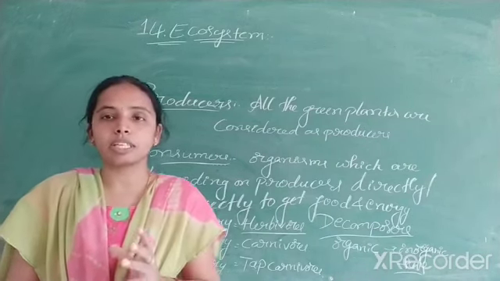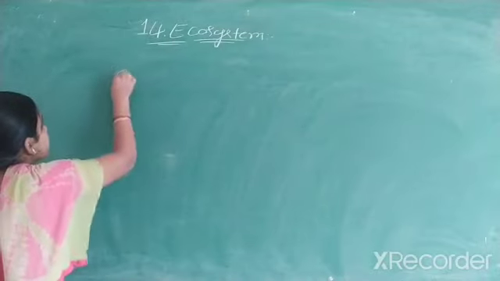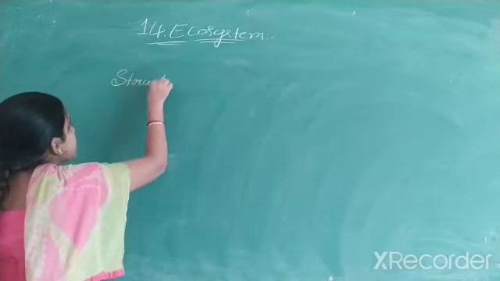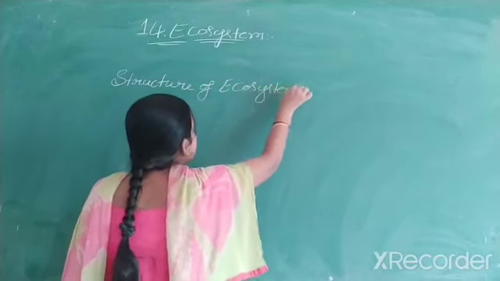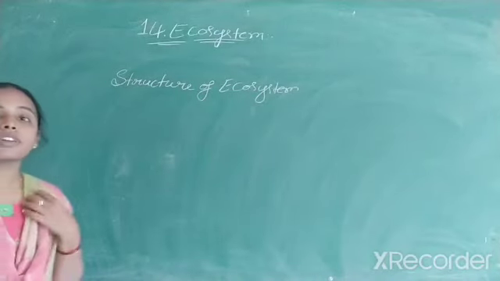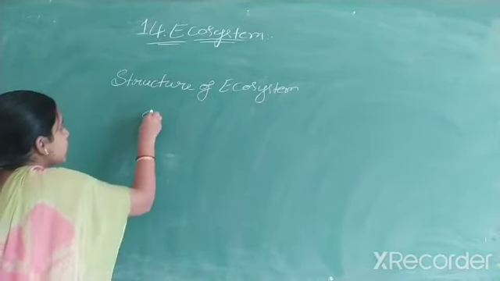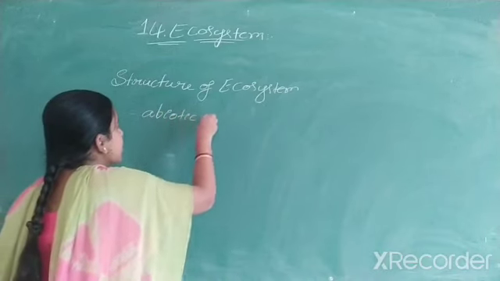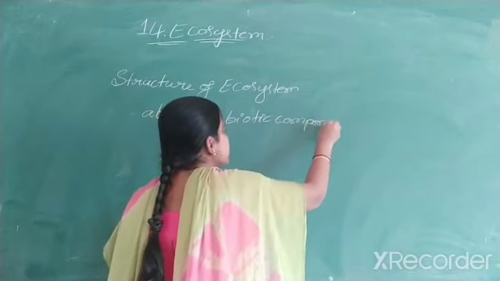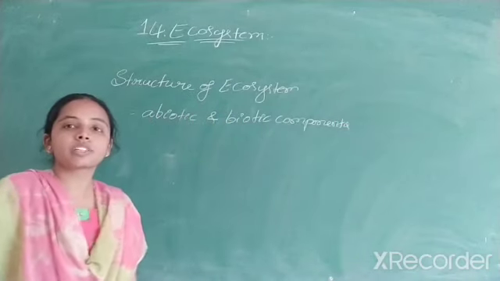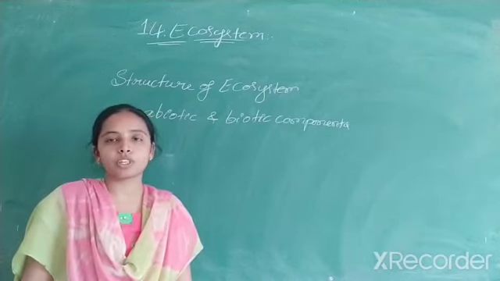Next there is the structure of an ecosystem. The structure of ecosystem involves the interaction between the abiotic and biotic components.